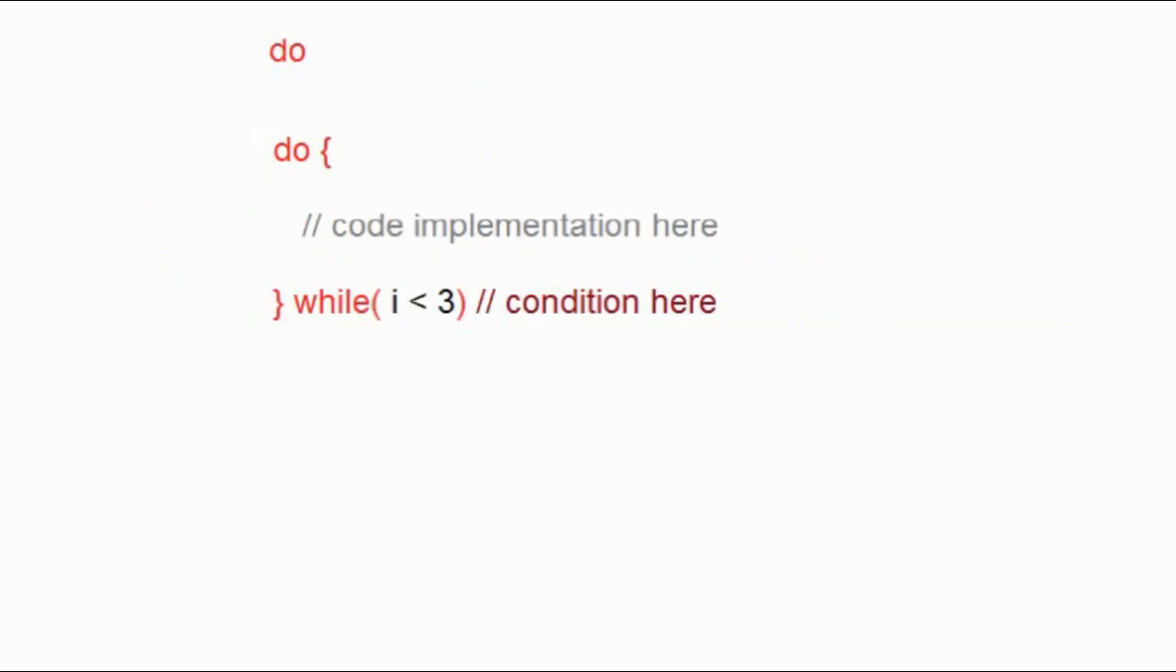The other keyword is the do keyword, which is used in this way. It's used to create a do while loop. So you write the keyword do, open braces, then implement the code within those braces, and then include a while keyword with a specific condition.